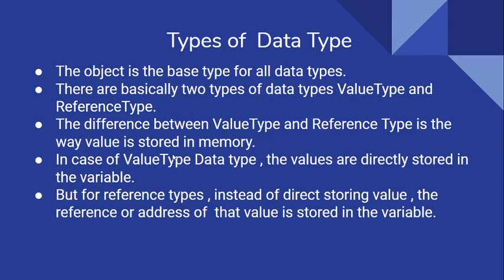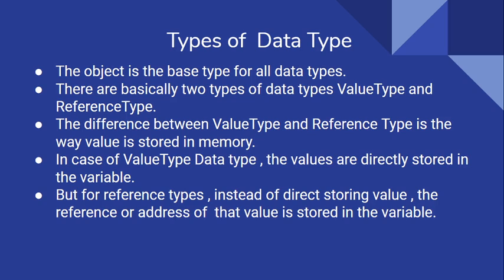What are the different types of data types? So first understand, the object is the base type for all other data types. All other data types are derived from the object data type only. So for categorization purposes, there are basically two types of data types. The first is value type and the second is reference type. Then what is the difference between these types of data type?